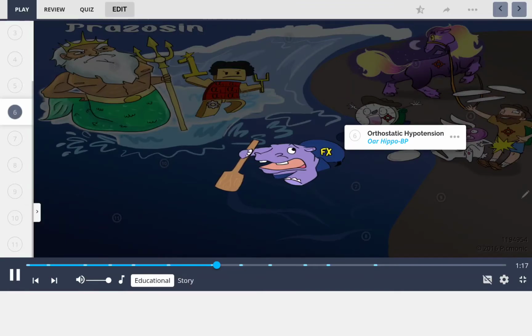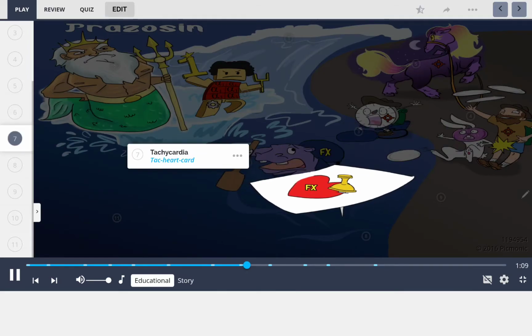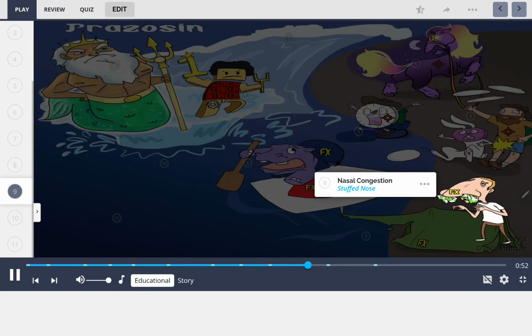Side effects of this medication may include orthostatic hypotension, shown by the oar in the hand of the hippo BP trying to row away, but something is caught on his tack-heart card boat, representing tachycardia as another side effect. These can present as syncope. Generalized effects on sexual function can occur, as prazosin can cause priapism or inhibition of ejaculation, seen as the man pitching a tent. Another side effect is nasal congestion, shown as the stuffed nose congested and full of tissues.